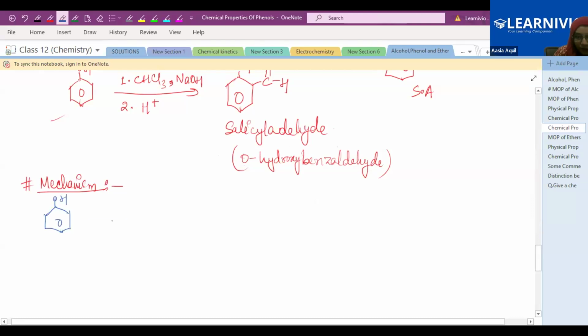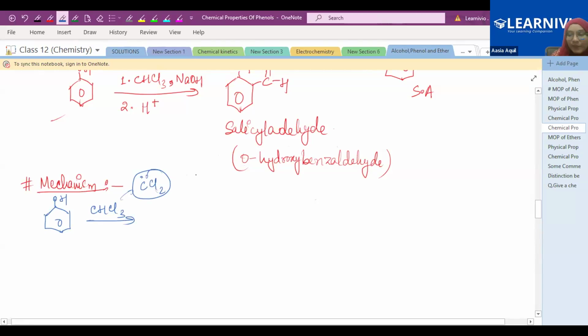This is the phenol. When you add CHCl3, chloroform, it will create an intermediate. It will basically create CCl2, and CCl2 introduces at the ortho position, right? So this CHCl3 will give you CCl2, this radical basically, and this will help in the formation of the intermediate.